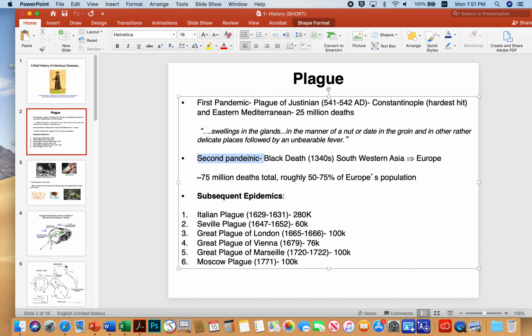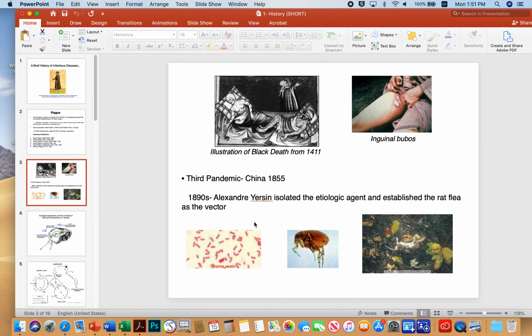The second pandemic, which was also called the Black Death, happened in the 14th century and spread from southwestern Asia to Europe. And that was believed to have killed roughly a third or three-quarters of the population of Europe, for example, but certainly didn't just hang around in Europe. It killed probably 75 to 100 million people across Eurasia. These are some pictures representative of the bubonic plague.